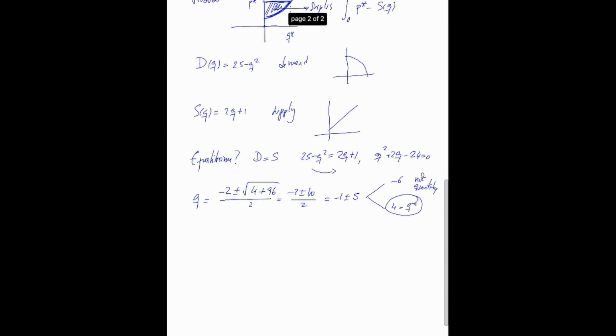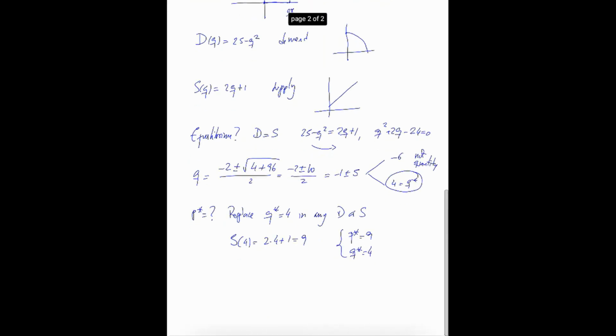To compute the equilibrium price, as we have said that demand is equal to supply, we can replace this equilibrium quantity in either demand or supply. Doing it in the supply, when Q is 4, 2 times 4 plus 1 equals 9. So price at equilibrium is 9, quantity at equilibrium is 4. How do we compute the surpluses? So let's go for the consumers.